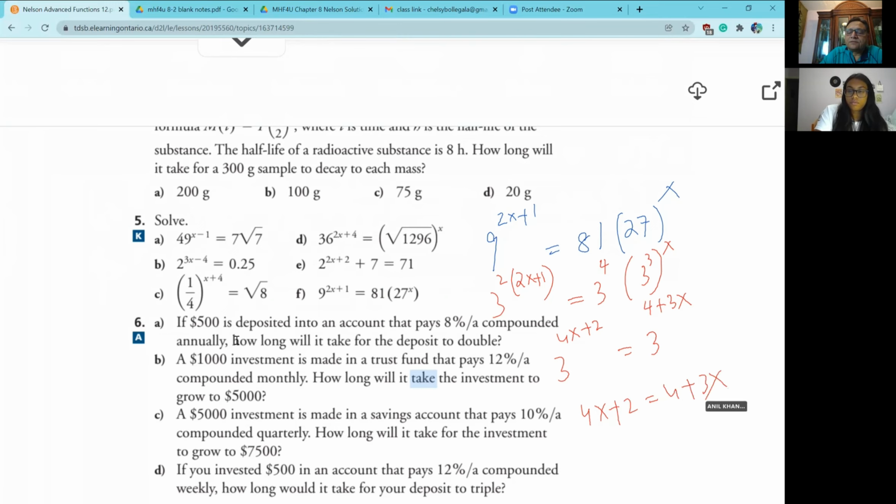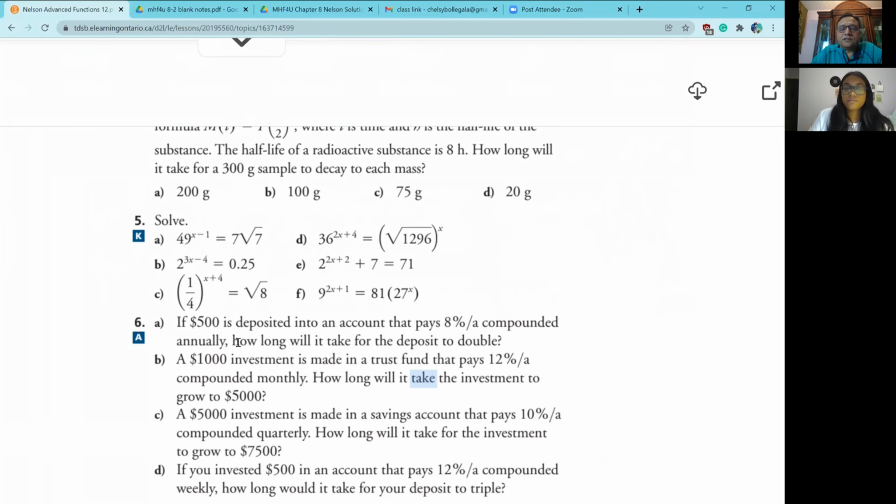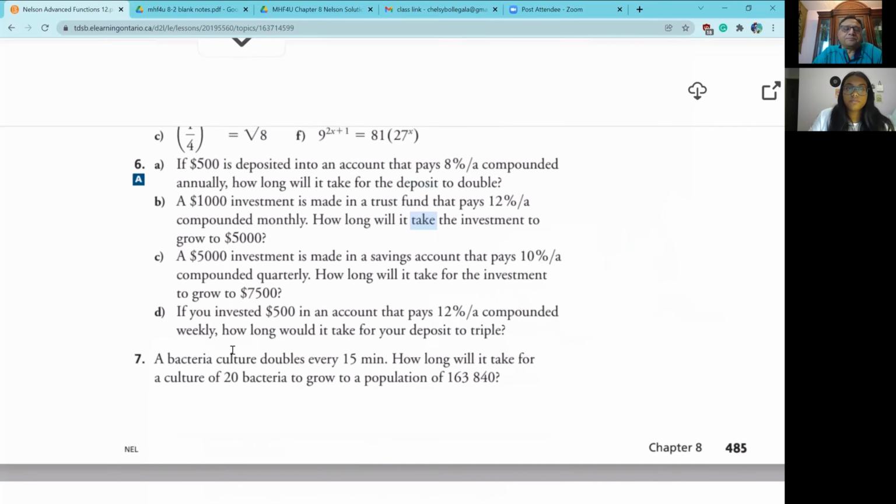Solve for x. 4x minus 3x equals 4 minus 2. x equals 2. Done. You can substitute this value and check your answer. Is that okay? It's a good idea. That's clear. Go to the next question, please.